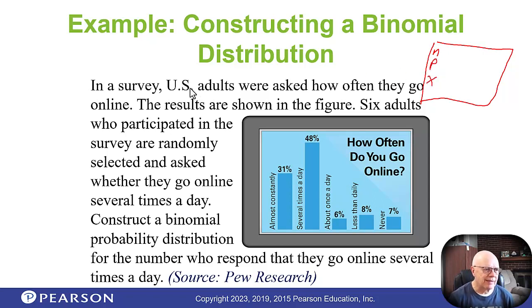So as I read through this, U.S. adults were asked how often they go online. The results are shown in the figure. Okay, so we're talking about down here. 6 adults who participated in the study are selected. So 6 adults. And construct a binomial probability distribution for the number who respond. Okay, so we're doing something a little bit different. So we're going to actually need several of these.